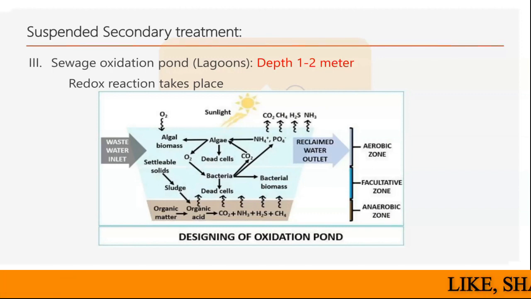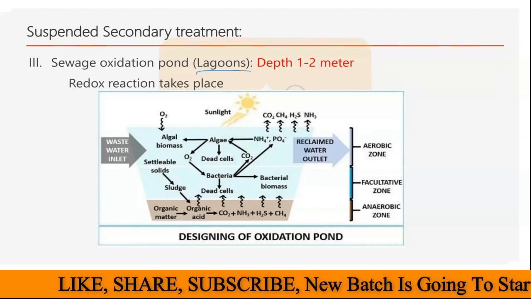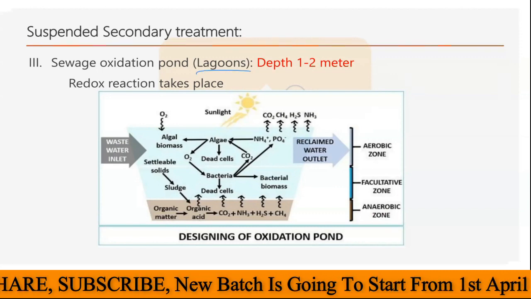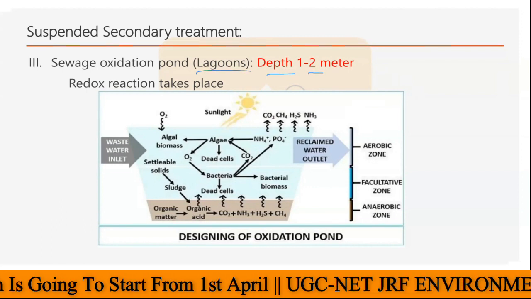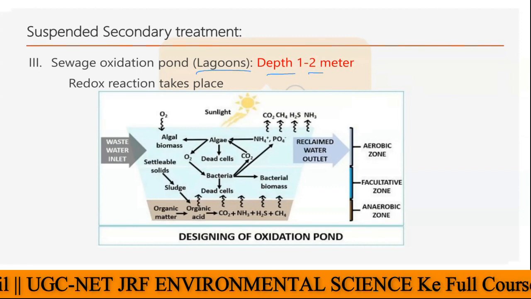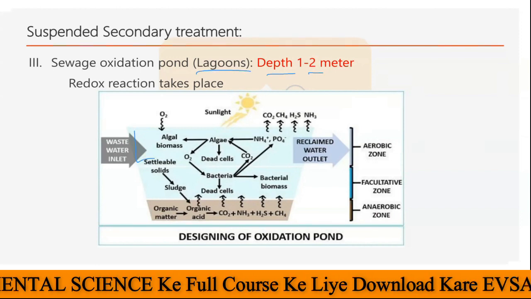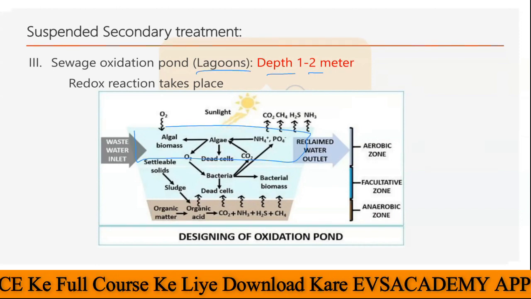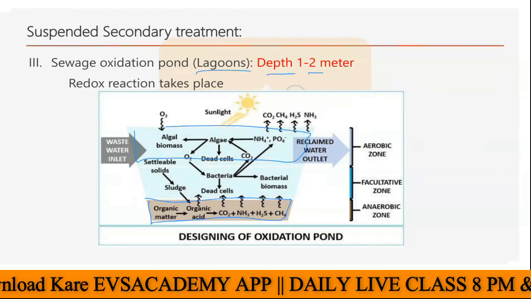Then in the suspended secondary method, another treatment we have is the sewage oxidation plants. Sewage oxidation plants are also called lagoons. The depth of these lagoons is 1 to 2 meters. And here the redox reaction takes place. Reduction plus oxidation, redox reaction. So why both? Because both types of scenarios are created here. One is the aerobic part, which is the upper part where oxygen is available. And one is the anaerobic part where oxygen is not available.